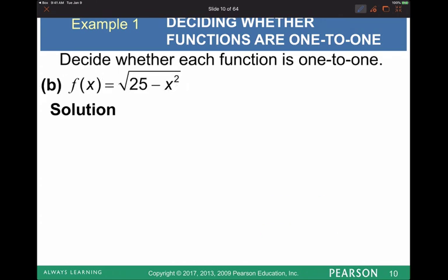Decide whether this function is one-to-one. Let's try the same thing and see what happens. So let's do f of a equal to f of b. Let's see if we finish with a equals b, then it is. If not, then we say that it's not. So then we're going to say 25 minus a squared equals 25 minus b squared. All right.